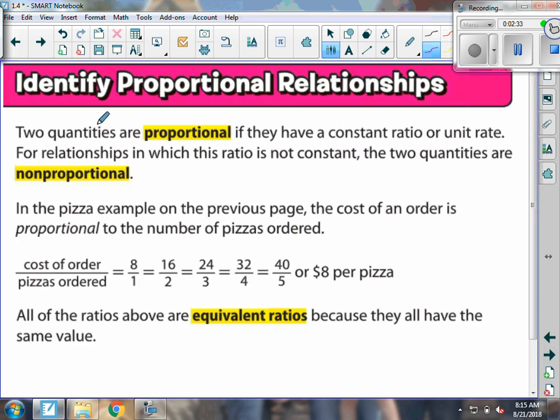When we do that, if our ratios are equal, then it's considered proportional. If they're not equal or not constant, then they're not proportional, or non-proportional. So in the pizza example on the previous page, the cost of an order is proportional to the number of pizzas ordered, because all of our fractions end up equaling the same thing. And when they're all equal the same thing, we call them equivalent ratios. Part of the word equal is in the word equivalent, so they are equal. Okay, so equivalent ratios, because they have the same value.